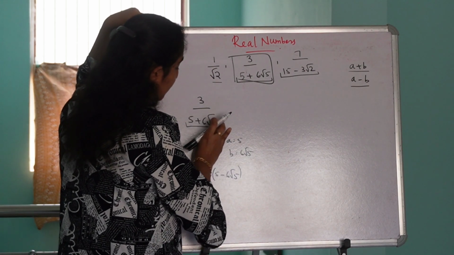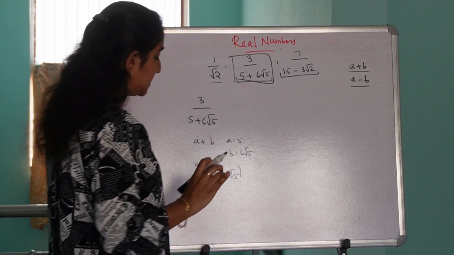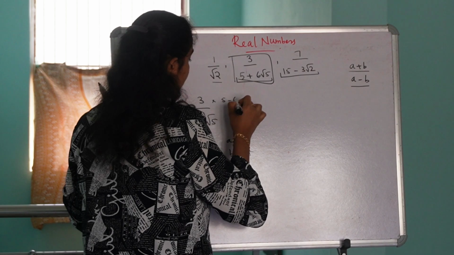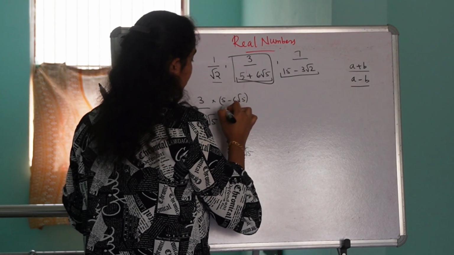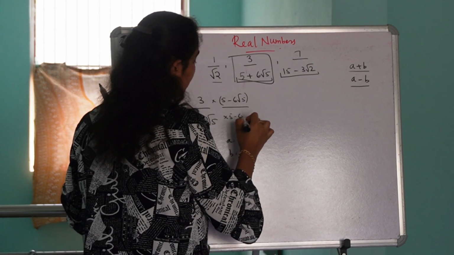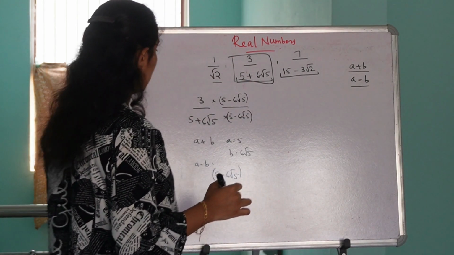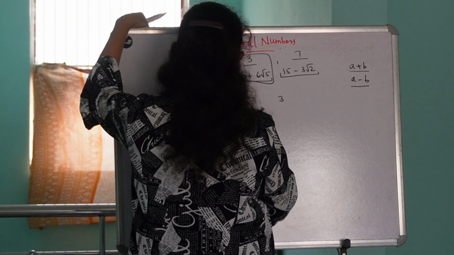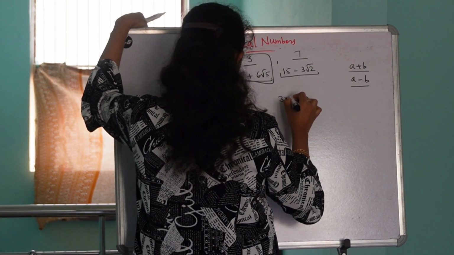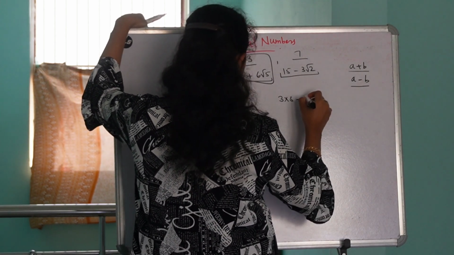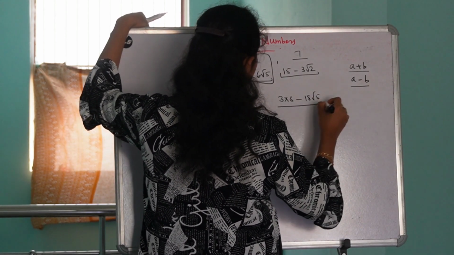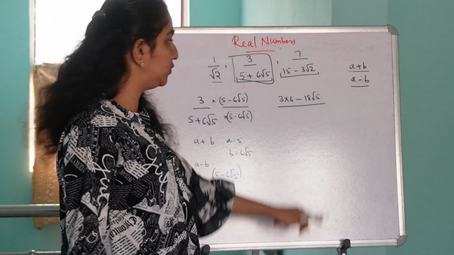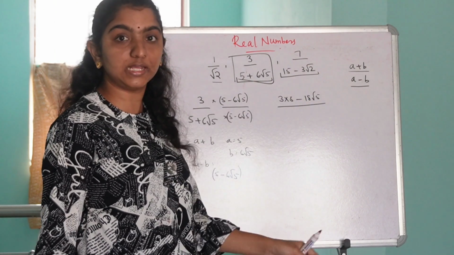Now I got the a minus b form of the given denominator. So I have to multiply both the numerator and the denominator by this a minus b form, that is 5 minus 6 root 5. So I am going to multiply both the numerator and the denominator by 5 minus 6 root 5. Okay. So let me multiply. Let me open the bracket. So 3 into 5, minus 3 into 6 means 18 root 5. So after multiplying the numerator 3 by 5 minus 6 root 5, our numerator becomes 3 into 5 minus 18 root 5.